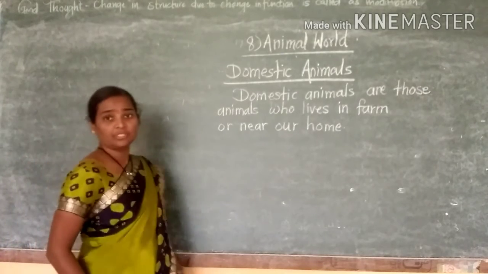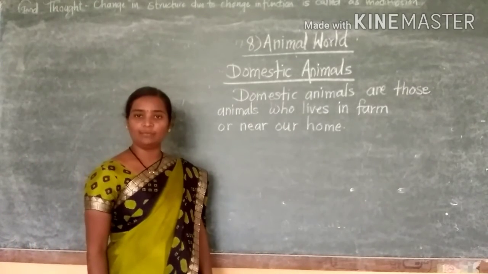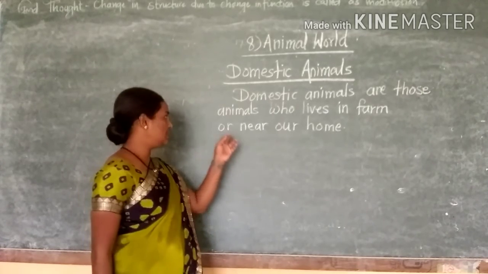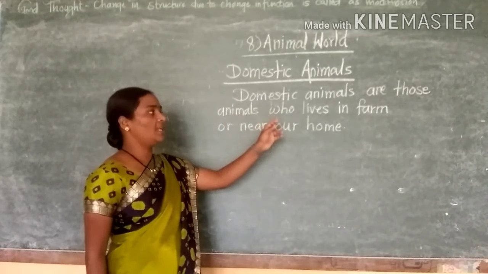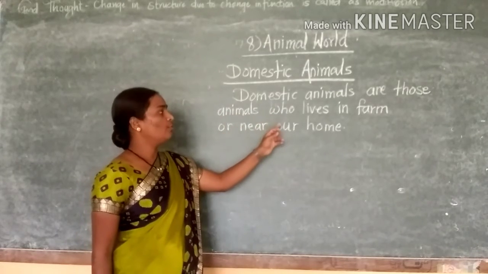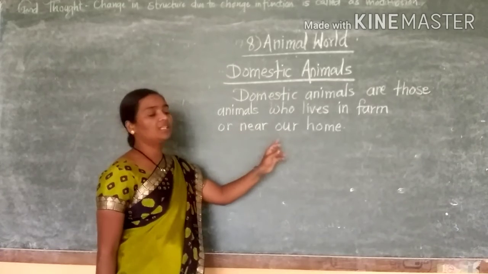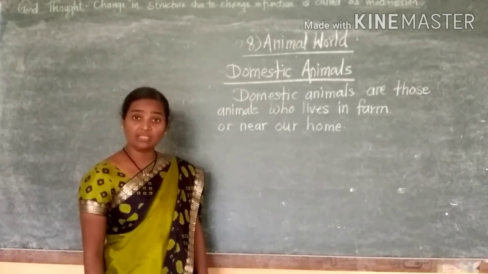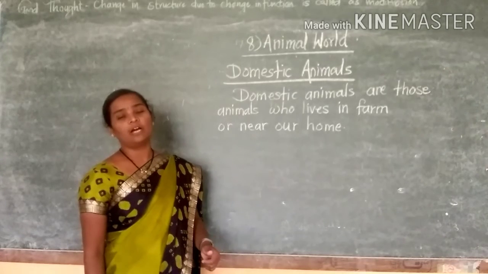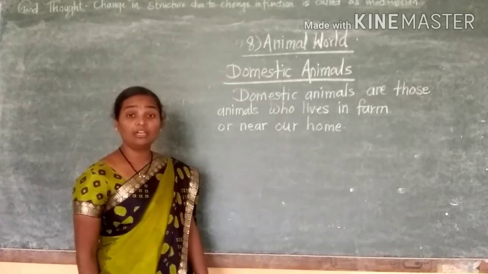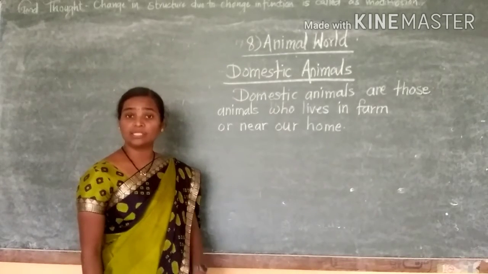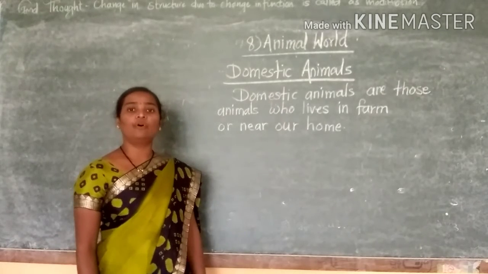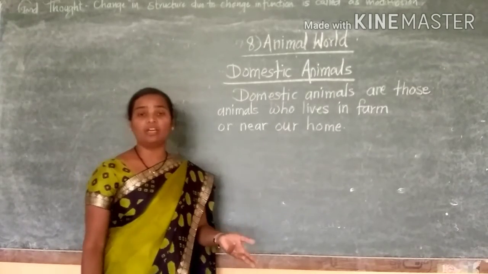Here we have to see the next one, that is domestic animal. Students, which are the domestic animals? Here I have written the definition: domestic animals are those animals who live in our farm or near our home. Those animals are called domestic animals. Domestic animals we tend in our farm for our purposes, for our uses.